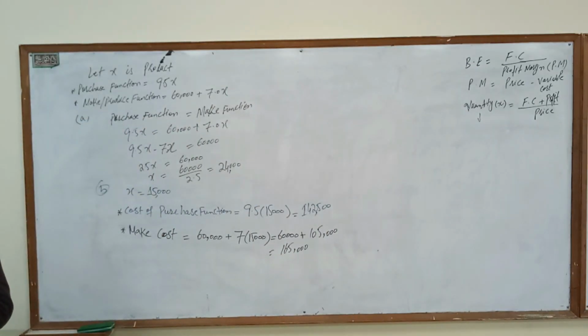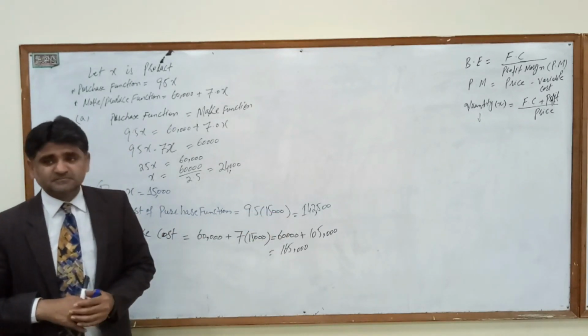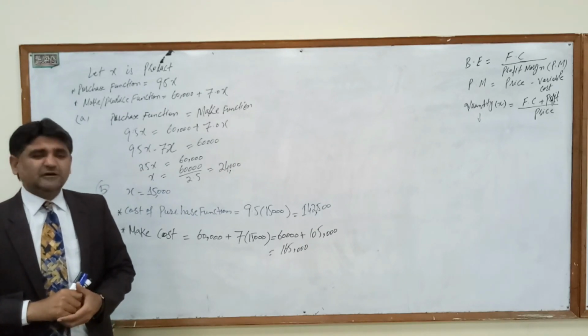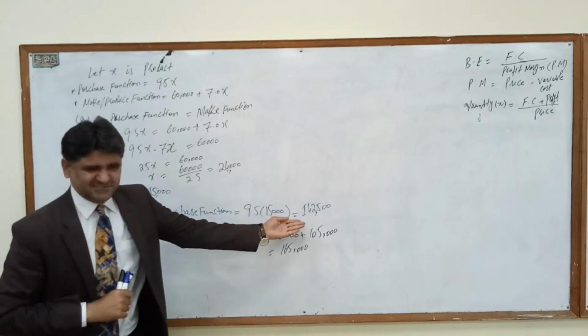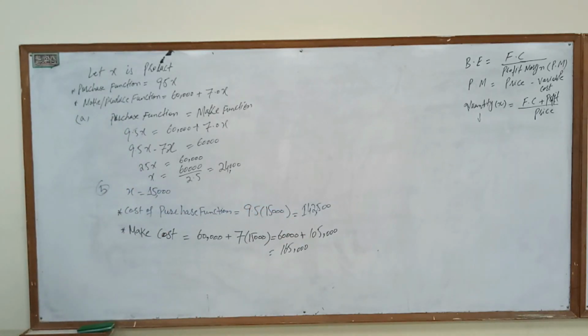What is the question? What is the minimum cost alternative if 15,000 units are required? So here we have to determine the cost. Which function is having less cost? Purchase function. Instead of making the product, they can go for the purchase, of any unit or anything which they require.